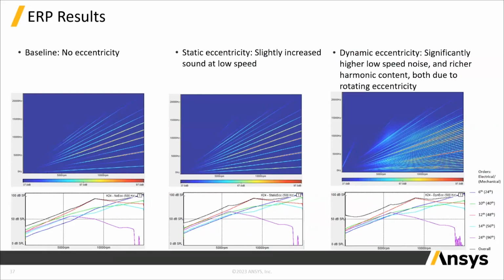So applying this to the eccentricity cases described before, we can see that the static eccentricity case is relatively similar to the baseline, but with some additional noise at low speed. But when we apply the dynamic eccentricity, the once per revolution modulation of the fields means that as well as the low frequency unbalanced magnetic pull causing noise directly, we also have many more frequencies appearing in the sound, as the higher orders are also modulated by that once per revolution rotation, giving the other orders seen here.